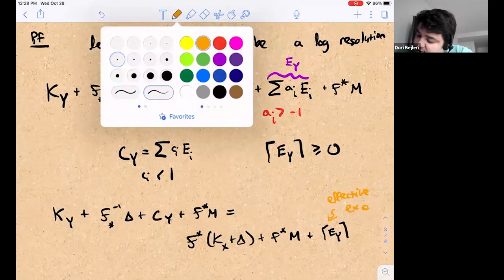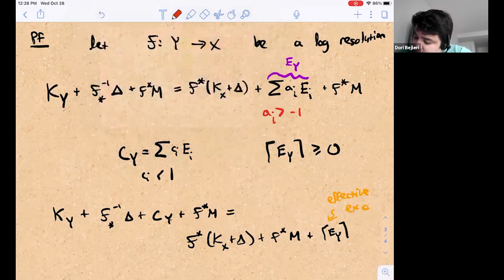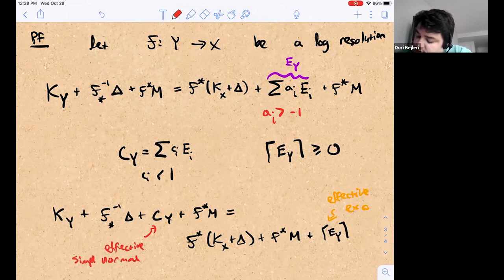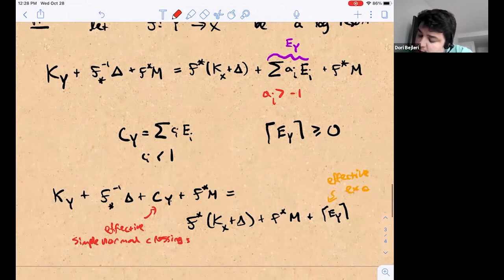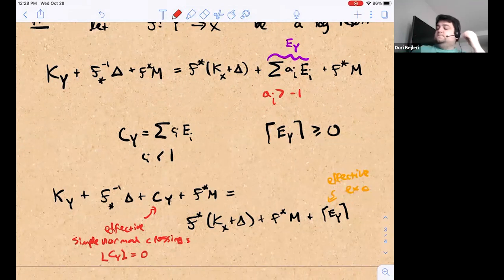And on the other hand, this CY is effective normal crossings because we took a log resolution, and with the round down being 0. Okay, and now we're just going to push forward and apply our Grauert-Riemenschneider vanishing.